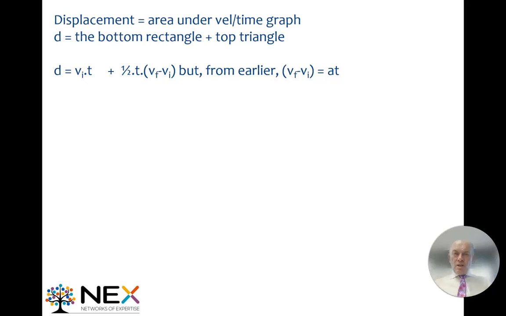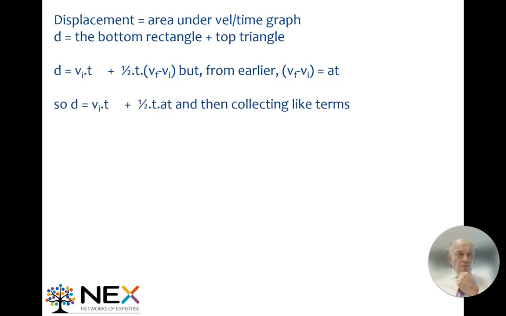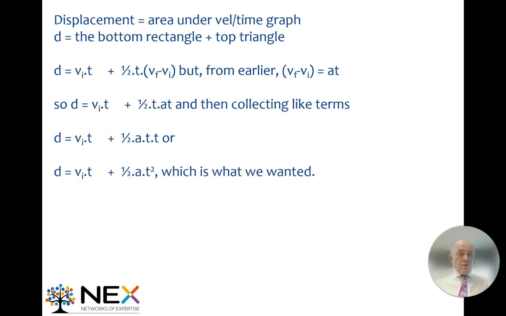However, earlier I said that Vf minus Vi, the difference in the velocities, is equal to the acceleration times the time. And because it's equal, we can replace the bracket with the a times t. So d is equal to the Vi t plus a half t times at. Gather the like terms together, and we get displacement is equal to Vi t plus a half a t squared. That's what we want. That's what was written in the formula sheet, and I haven't put the formula sheet back up, but that's what I wanted to prove.